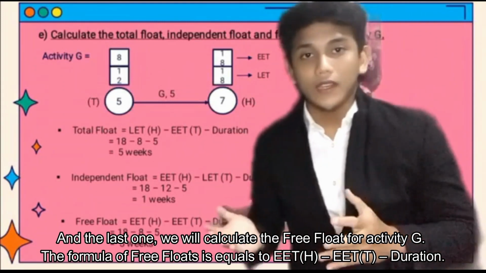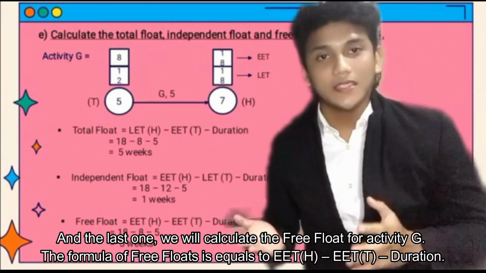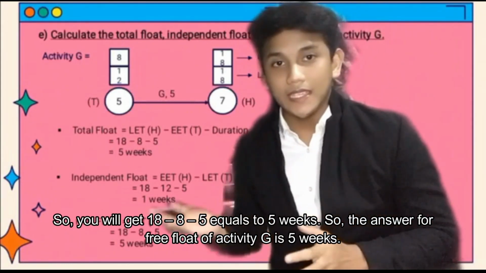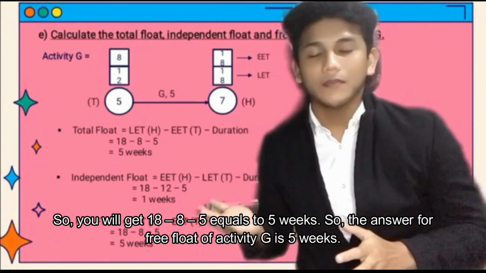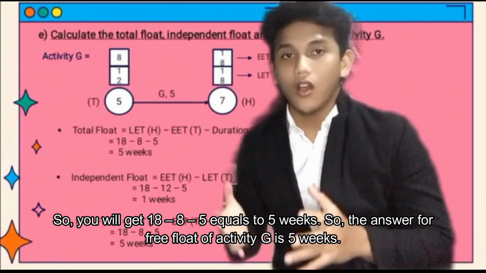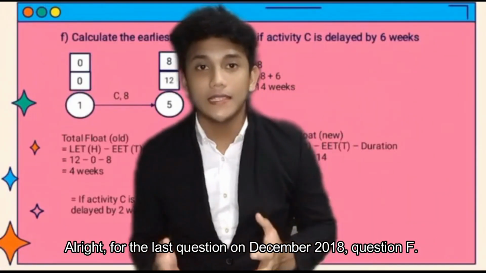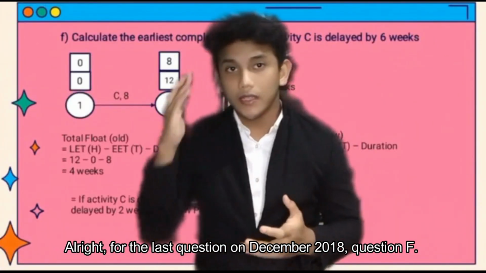The formula of free float is equal to EET head minus EET tail minus duration. So you will get 18 minus 8 minus 5 equals 5. So the answer for the free float of activity G is 5 weeks. Alright, for the last question on December 2018, question F.